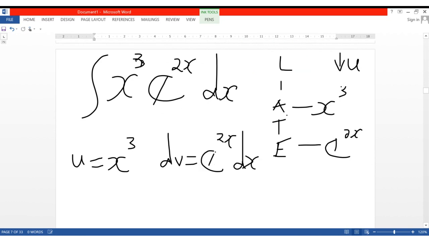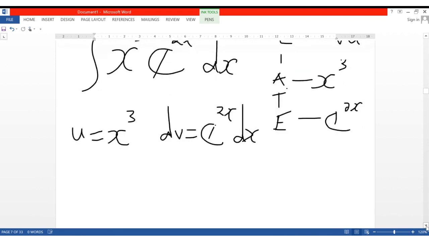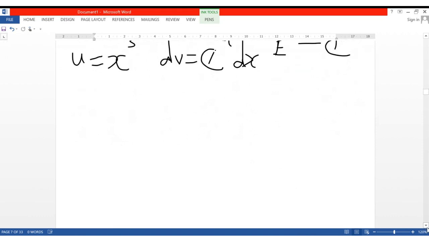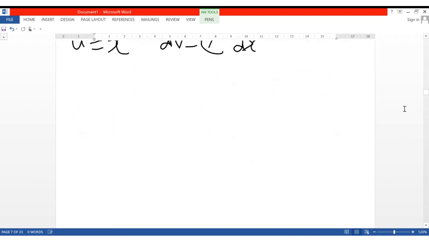So this one is a very good candidate for the tabular method of integration. Because already I know when I differentiate that function x to power 3, I should be able to get a 0. So I'll do the tables here again.